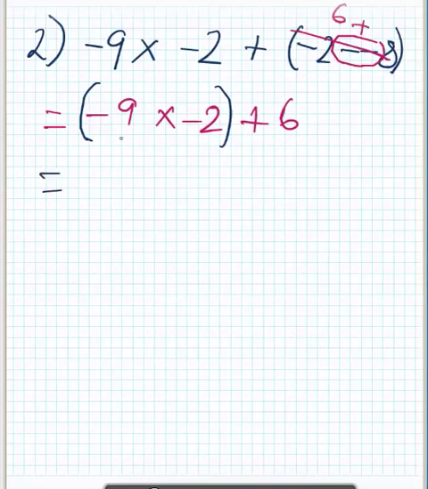Now, I know that when I'm multiplying 2 negatives, an even amount becomes positive. So minus 9 times minus 2 is positive 18. And don't forget the plus 6. So finally, 18 plus 6 will leave us with 24. And that's how easy it was.